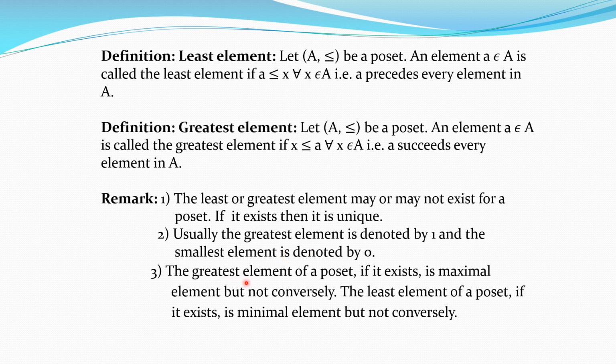The greatest element of a poset, if it exists, is a maximal element but not conversely. Means if it is a greatest element, then it is a maximal element. But if it is a maximal element, it does not mean it is a greatest element. Same way, the least element of a poset, if it exists, is a minimal element. But if it is a minimal element, not necessarily it is a least element.